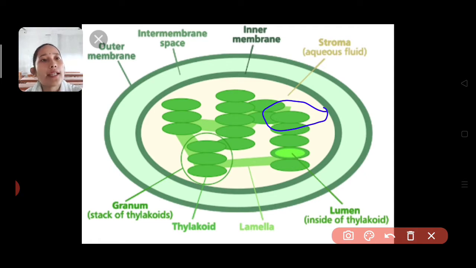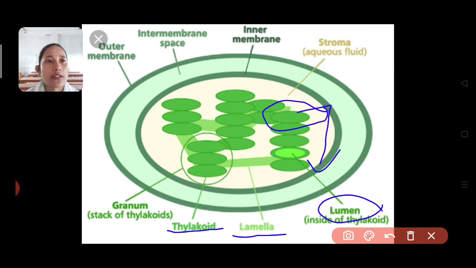When you take a pile or stack of this granum, then you call it thylakoid. You can see the spelling here, go through the spellings properly. Different thylakoids are linked with the help of a structure known as lamella. The space inside the thylakoid is referred to as lumen. In your inner membrane you have a fluid-filled structure, referred to as stroma. Go through the spellings of all of this properly.